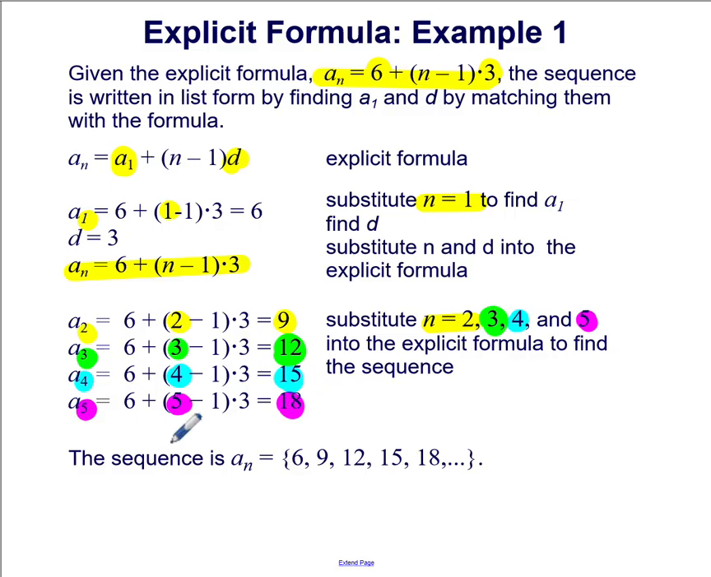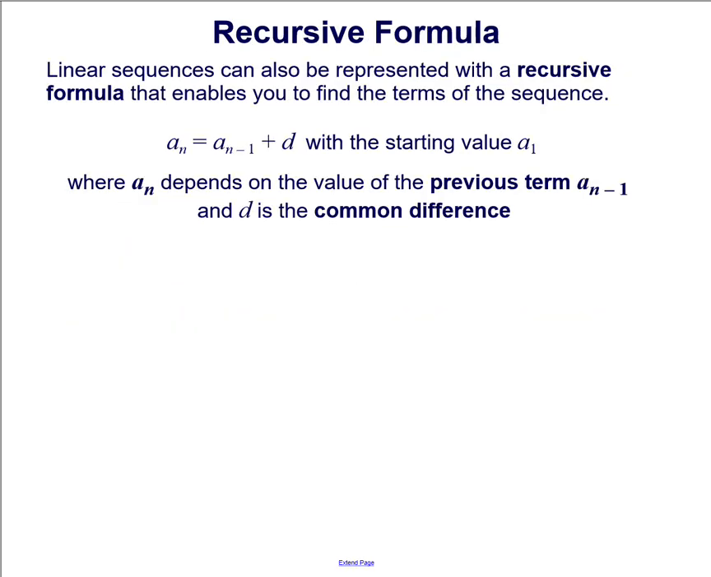And that's what we're saying here. The sequence of a sub n is 6, 9, 12, 15, 18, and so on. And we can continue this to infinity. Now let's talk about the recursive formula.